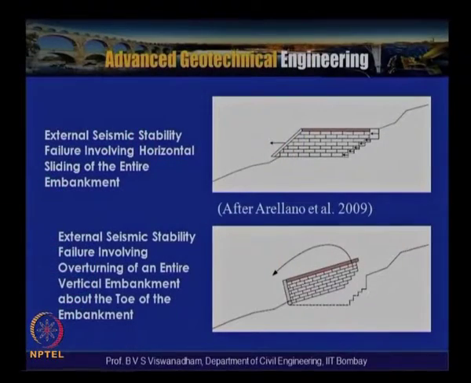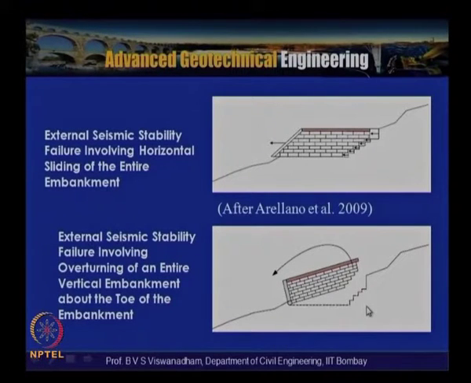The other failure, in case of seismic instability, is that the blocks can actually slide altogether. That means if there is an excitation force, because the resistance is very low, as the weight is very low, there can be a force which can make the blocks slide, involving the horizontal sliding of the entire embankment. So this is one danger in case of seismic stability, and this is an external seismic stability failure involving overturning of an entire geofoam portion.